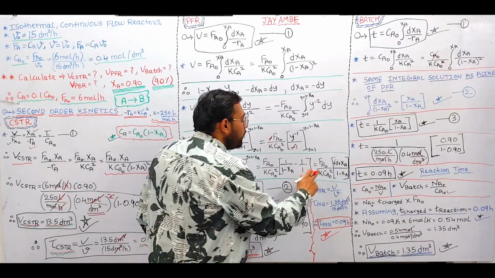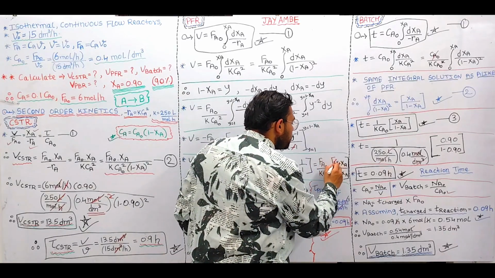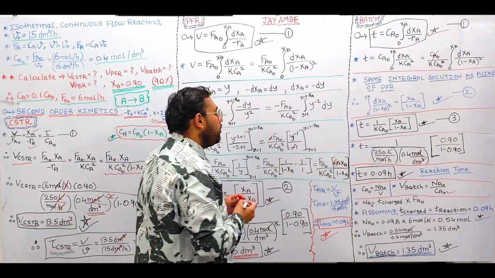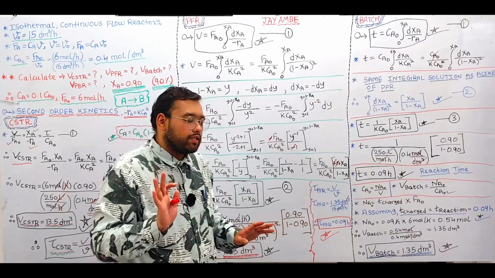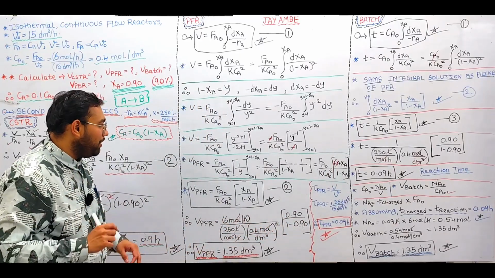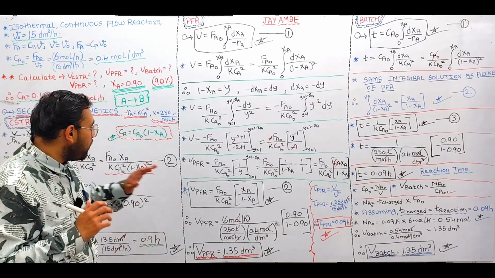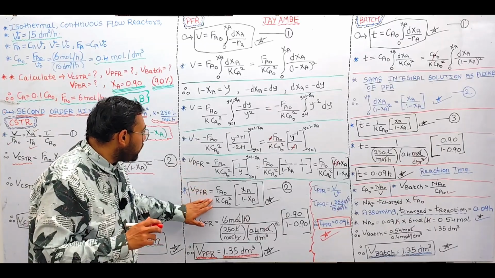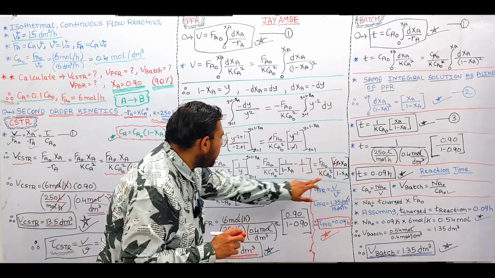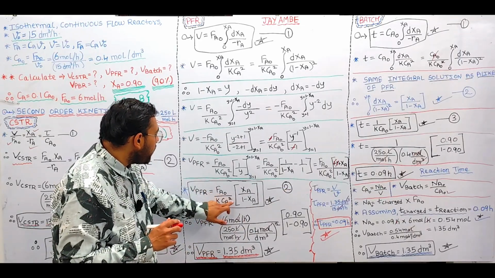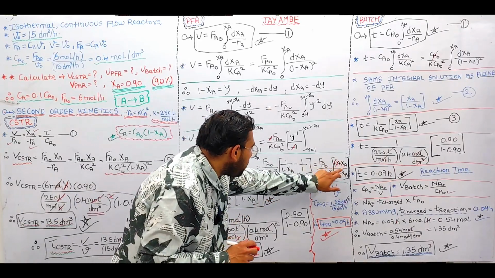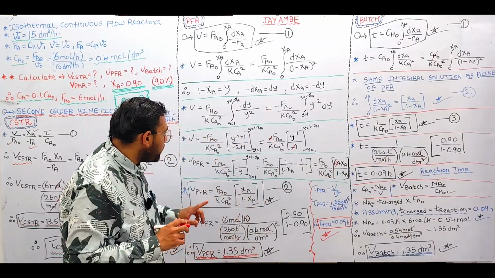So from the numerator we have 1 minus 1, which gets cancelled off, right? And we are remaining with only Xa in the numerator, and in the denominator we are remaining with 1 minus Xa. So finally here we have derived the volume equation for the PFR. So volume of PFR is equal to Fa naught divided by k Ca naught square into Xa upon 1 minus Xa, right?